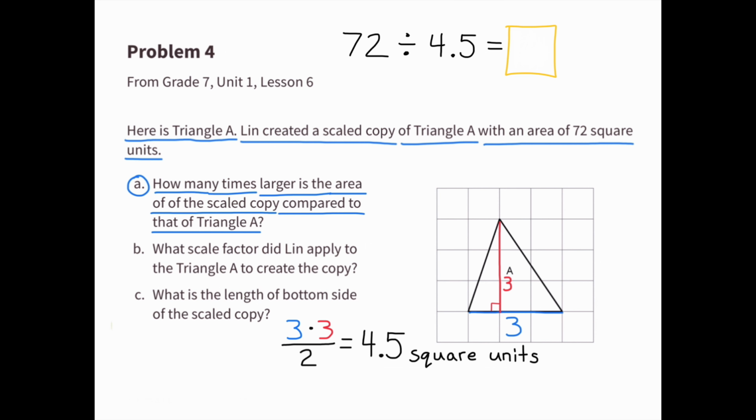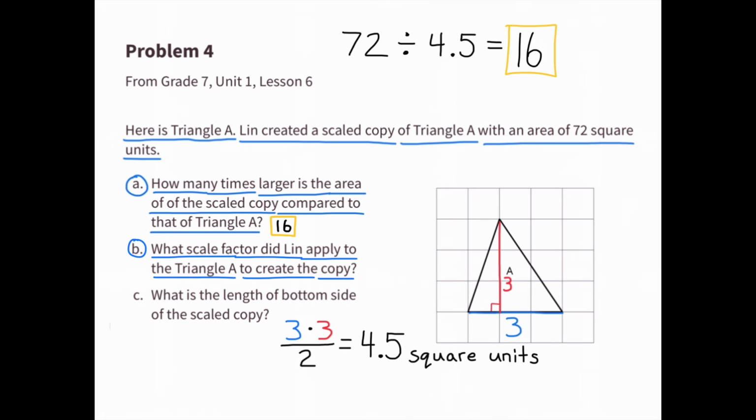The scaled copy of triangle A that Lynn made had an area of 72 units, and 72 divided by 4 5/10 equals 16. So the area of Lynn's copy was 16 times larger than the area of triangle A.